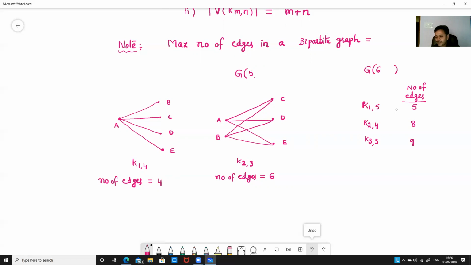Now, if you observe these two examples, we'll get the max number of edges only if you divide the given vertex set into two equal parts. For example, if it is 6, it is divided into 2 equal sets. One set contains 3 vertices, another set also contains 3 vertices. Is it clear or not? Then only we are having the maximum number of edges. This is the case where we are getting the maximum number of edges. Okay.